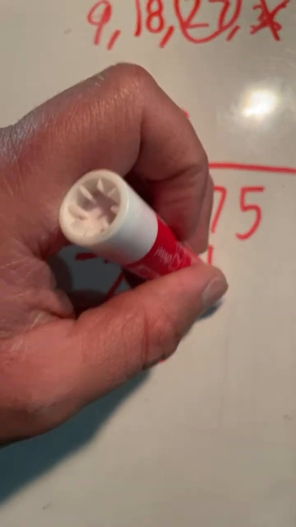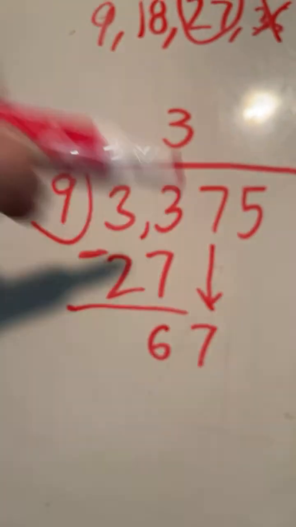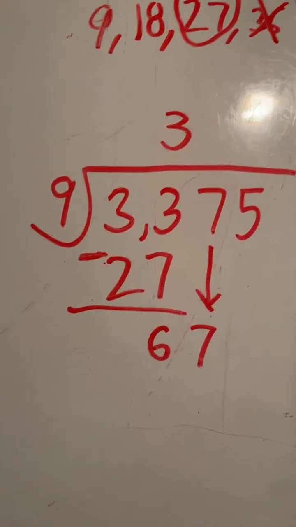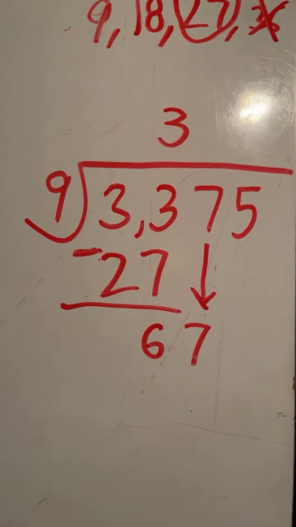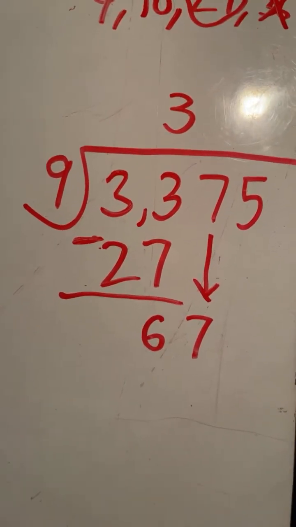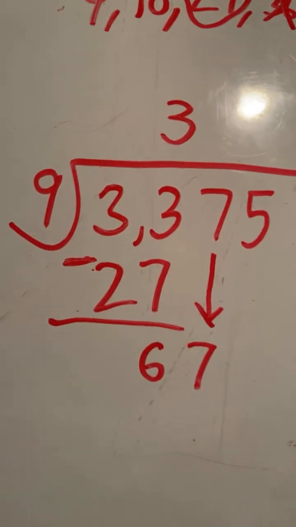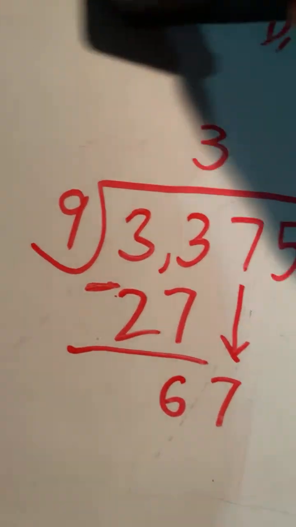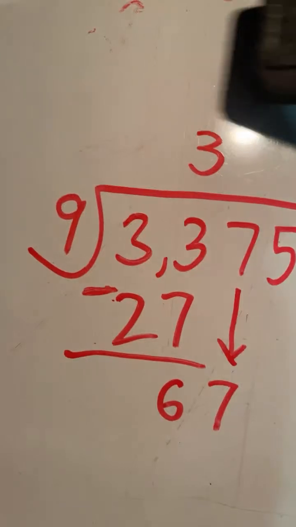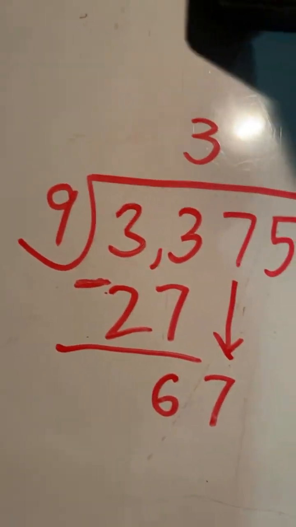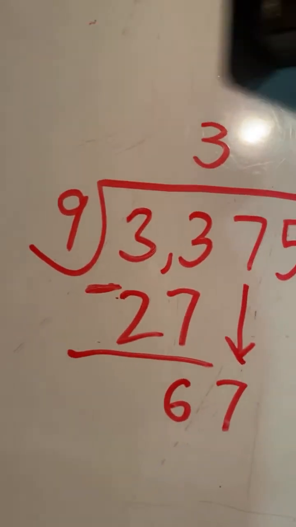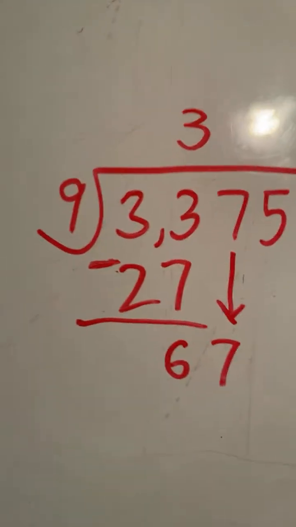Next step, we bring down the 7. That 6 becomes a 67. And now I have to figure out how many groups of 9 go into 67. Again, there's definitely going to be a remainder, but I'm going to count by 9, see how many full groups of 9 I can get in 67, and then solve for the remainder.